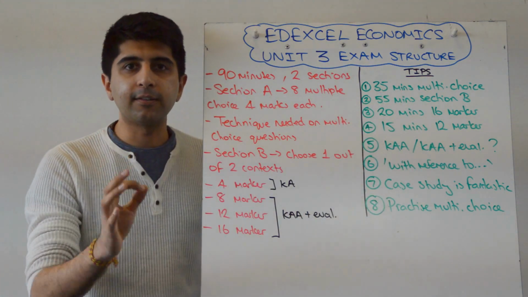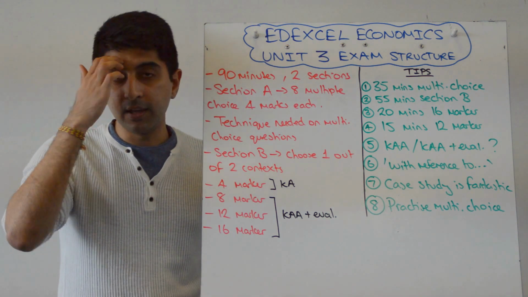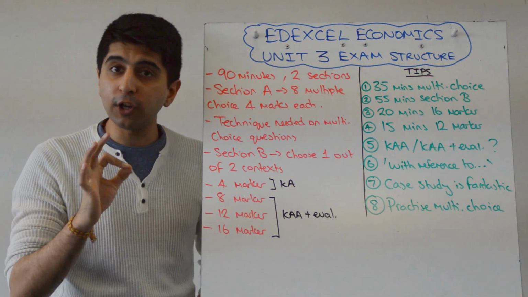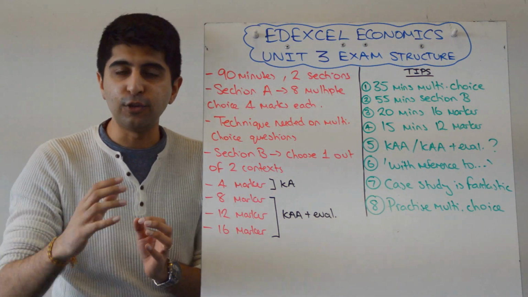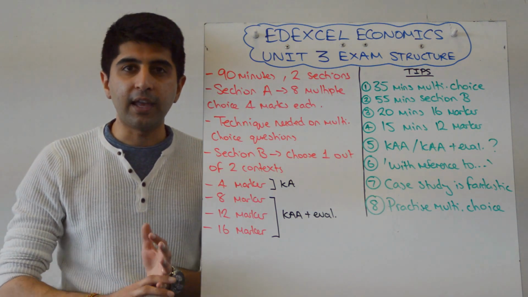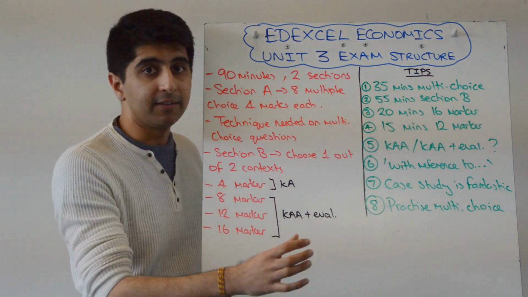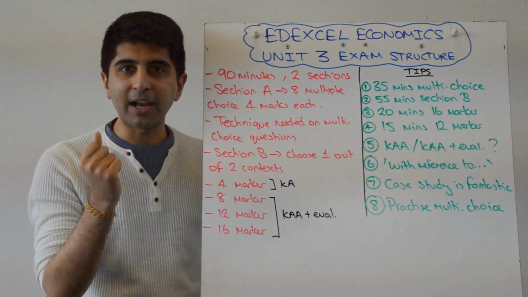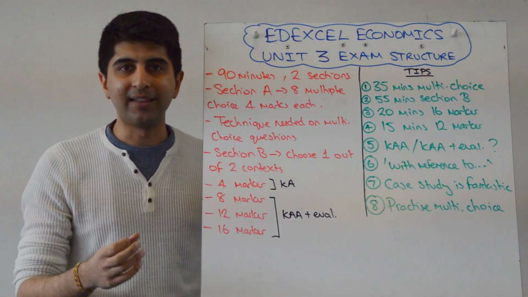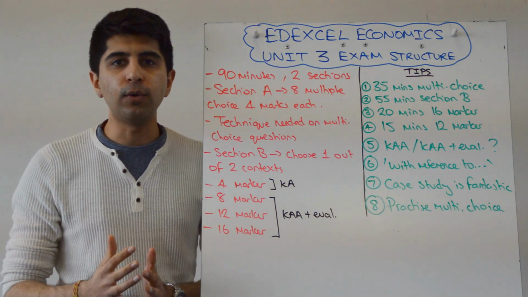35 minutes max on the multiple choice. That's what you should be targeting, max. If you can do it quicker than that, even better. Then you can use the time that you save for the longer essays towards the end of the paper. But no more than 35 minutes. It's important though that you smash the multiple choice part of the examination. So easy to do that.